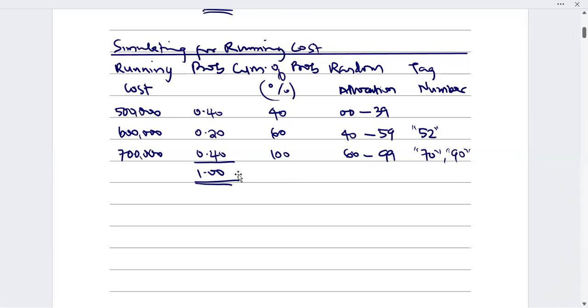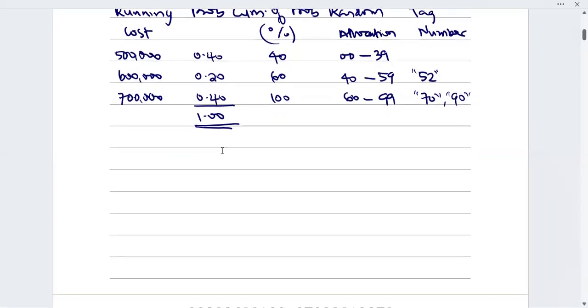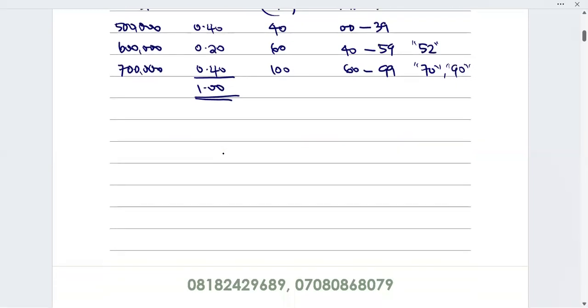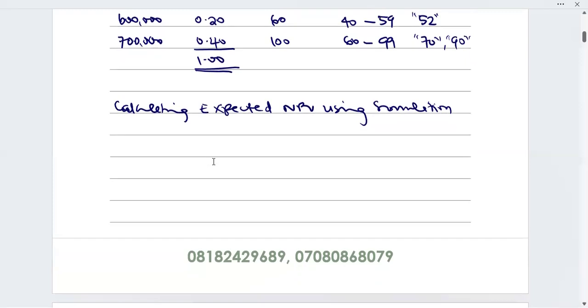I just finished the first step. The second step to calculating expected NPV using simulation method is what I just completed. The second step we want to do now is to compute NPV using the simulated results. So I would then say calculating expected net present value using simulation.